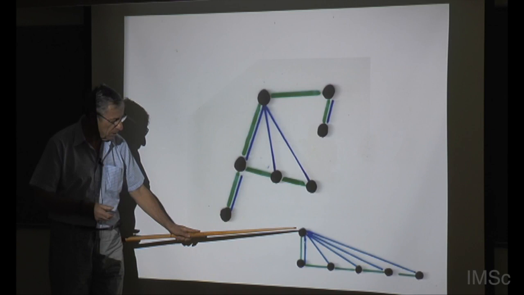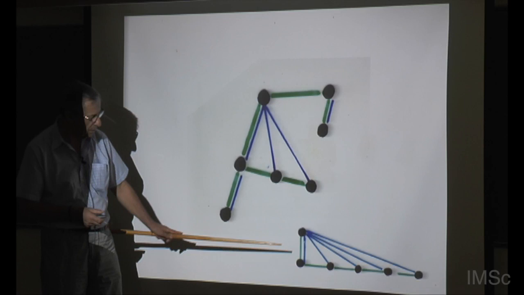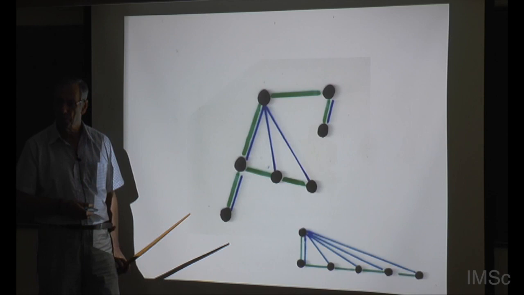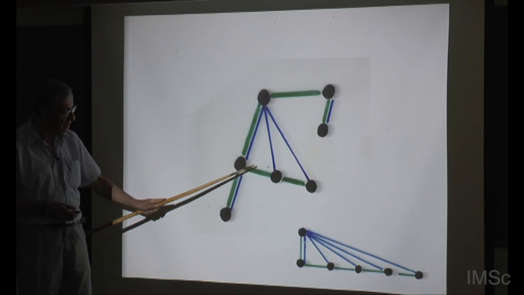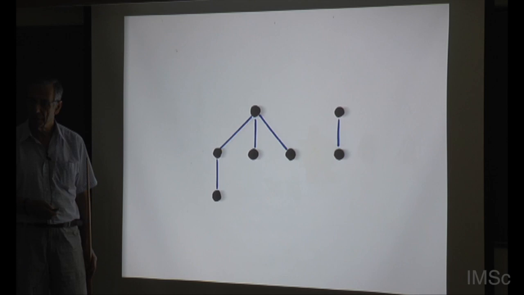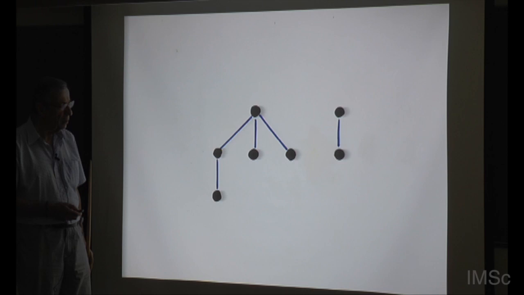When you have vertical edges and immediately after a sequence of horizontal edges, then you connect all these vertices to this vertex. So, for example, here I have this hook. I connect these three vertices to this one. And then I delete the horizontal green edges, which gives me this. And this is the bijection.